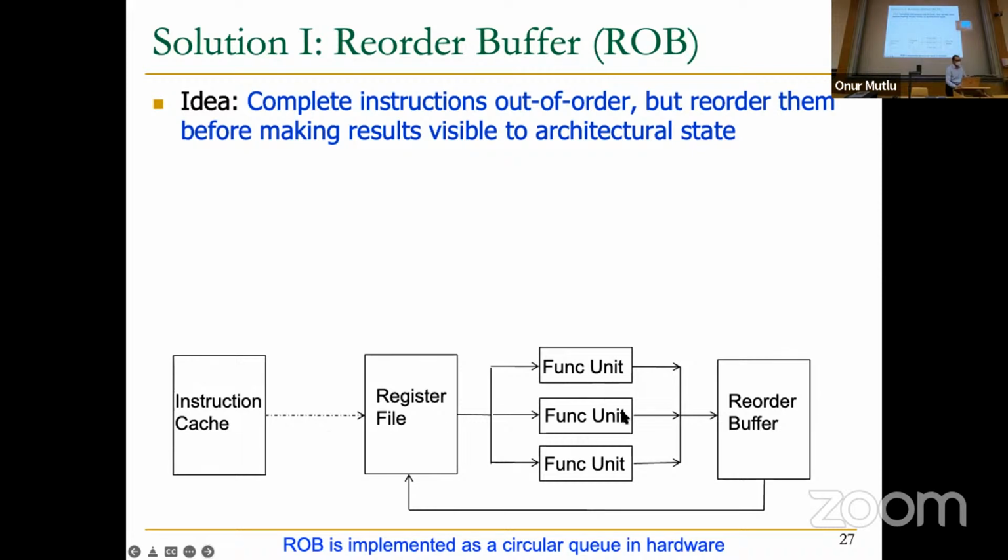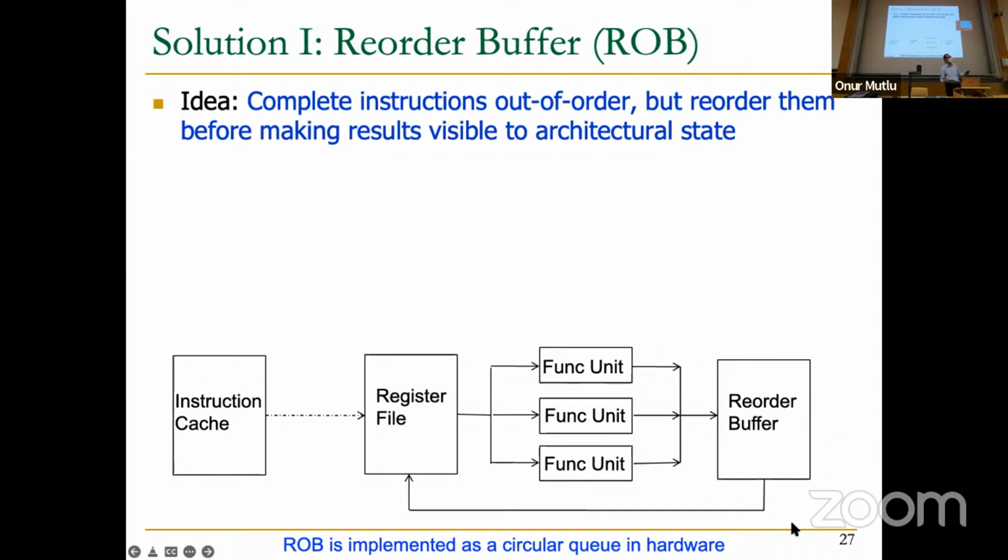This is our pipeline. You have different functional units that take different latencies. They produce their results, and they write their results to the reorder buffer first, which buffers the results. And then you update the architectural register file only when the instruction that produced the result is the oldest in the machine. So in sequential order, you update the architectural register file.